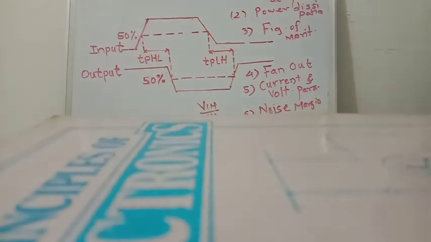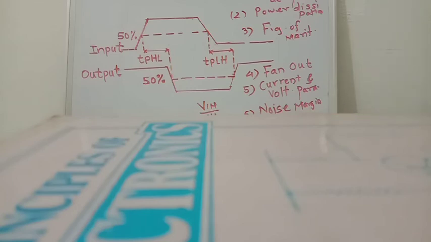Then VOL. What is VOL? Low level output voltage. It is the maximum output voltage which appears at the output of the gate, which corresponds to logic 0. It is called low level output voltage, VOL.